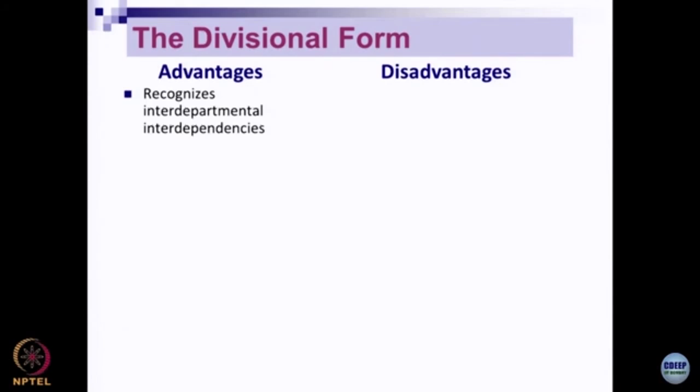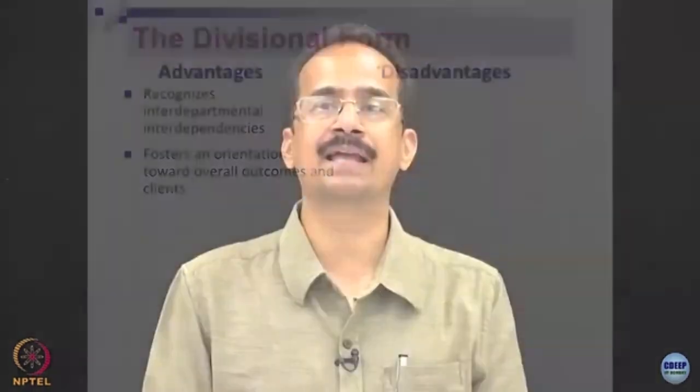It has its advantages, also the disadvantages. The advantages, the first among the advantages is that divisional form recognizes the interdepartmental interdependencies. So, they ensure that within one business unit, within the one business line, there are multiple departments operating and they are operating in an interdependent way. Divisional form fosters an orientation toward overall outcome and the clients. So, here if the head of the mobile phone or head of the telemedia or teleservices is reporting to the business head, they cannot talk about a specific function. They have to talk about their overall outcome, and that is being promoted in the divisional structure. It allows diversification and expansion of skills or training.